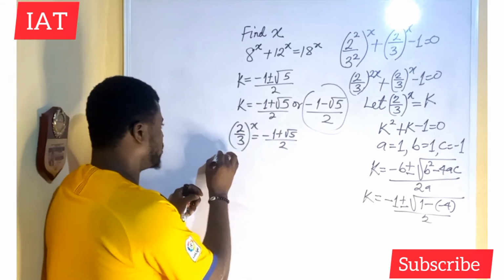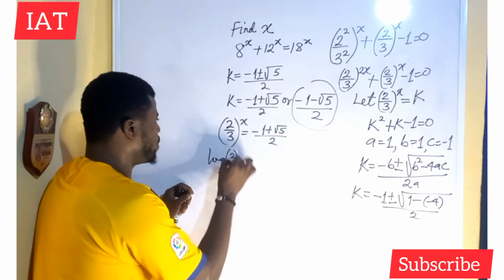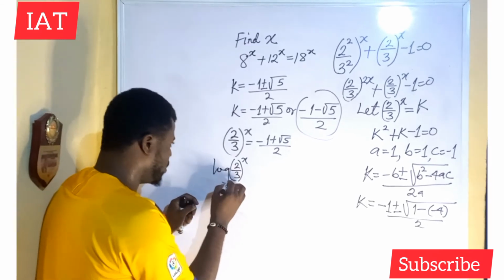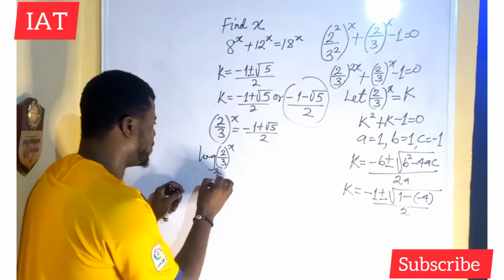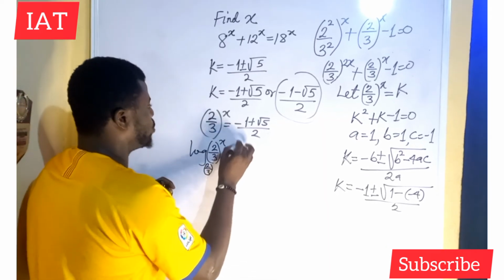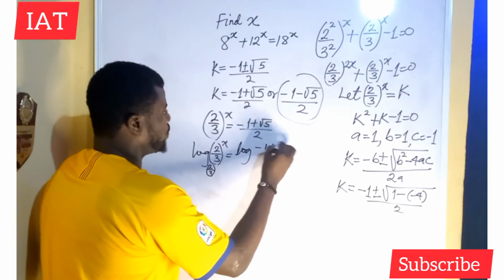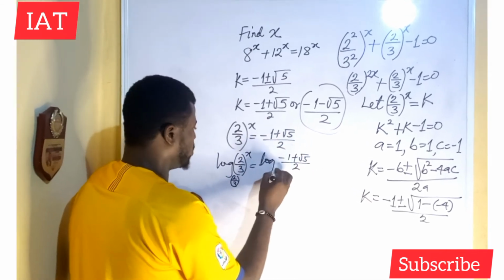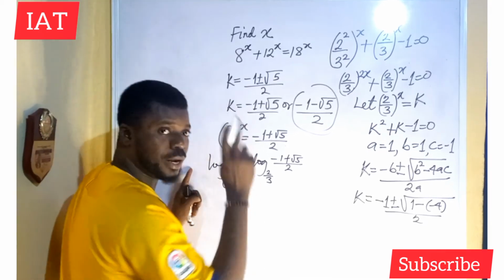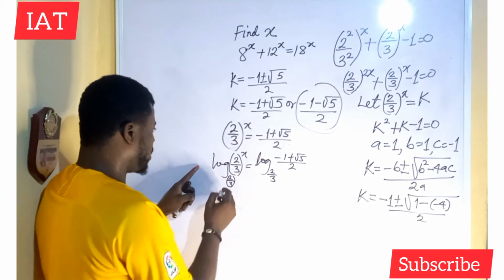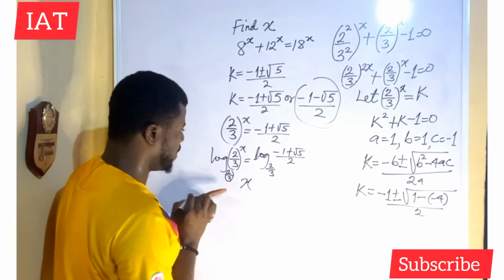So we'll have the logarithm of 2 over 3 all to the power of x to this same base. Is there any need writing it? Yeah. Let me write it so that I will show you what will happen next. To this same base only, equal to the log, do the same thing to the right hand side and left hand side. The logarithm of minus 1 plus root 5 over 2 to the same base of 2 over 3. So if x comes in front of this logarithm, according to the power law of logarithm, x will come down, and then log this by this will give us 1. And 1 times x is x. So we have x remaining.